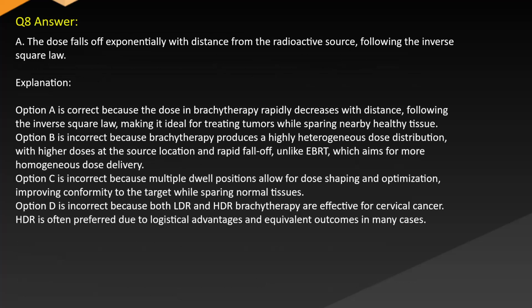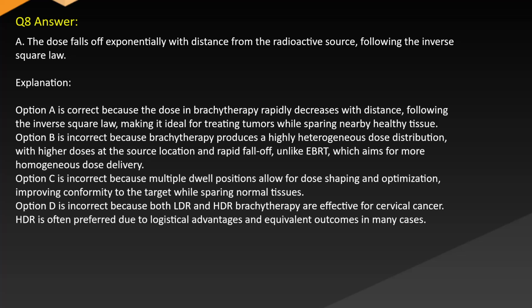Answer A. The dose falls off exponentially with distance from the radioactive source, following the inverse square law. Explanation. Option A is correct because the dose in brachytherapy rapidly decreases with distance, following the inverse square law, making it ideal for treating tumors while sparing nearby healthy tissue.